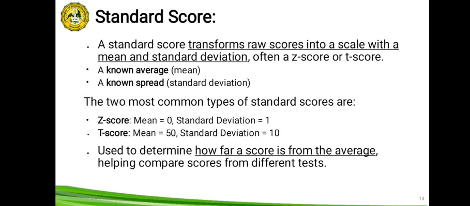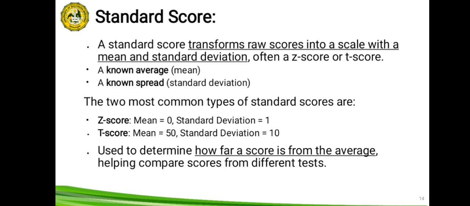And as you can see on the screen, we have the known average as the mean and the known spread as the standard deviation. And we have also the two common types of standard score, which are going to be discussed deeper by your next teacher. The z-score has a mean equal to 0, while the standard deviation is 1, while in t-score, the mean is 50 and the standard deviation is equal to 10.